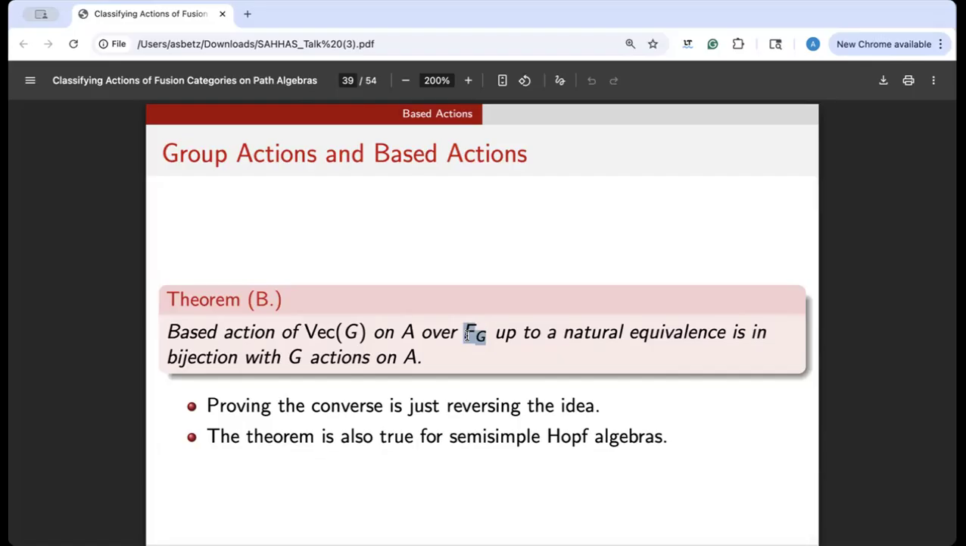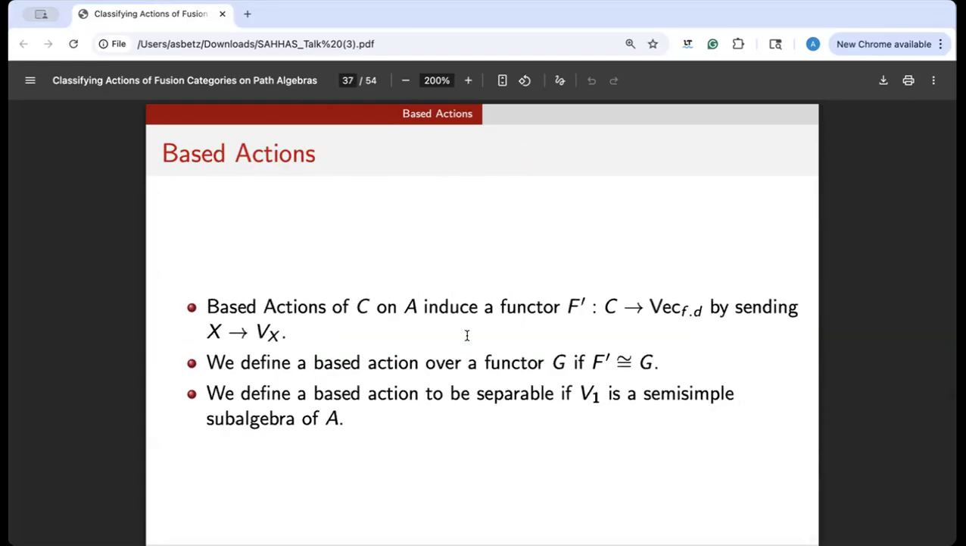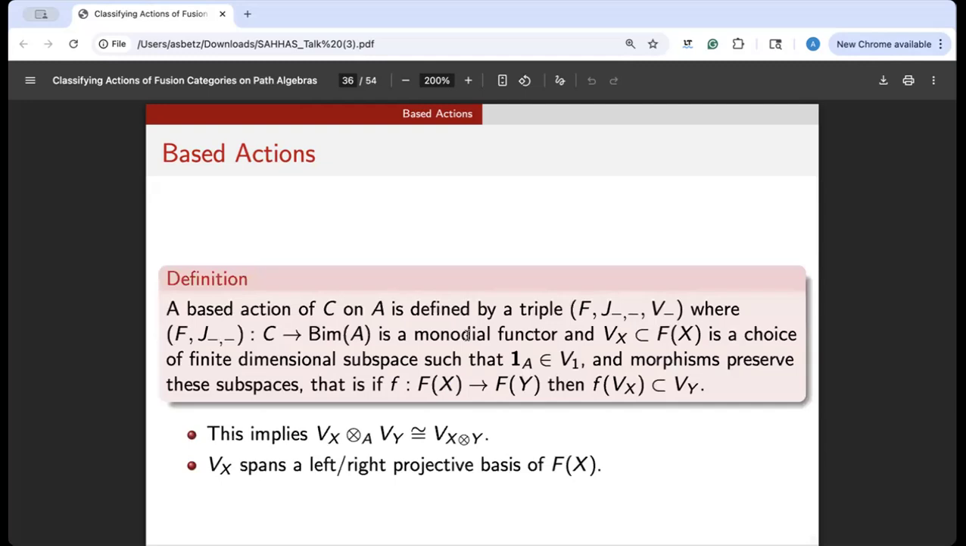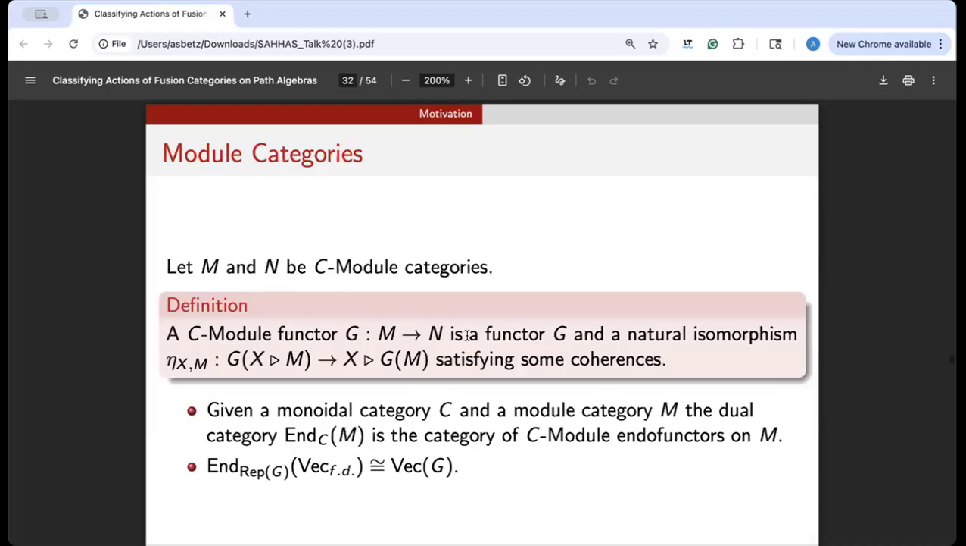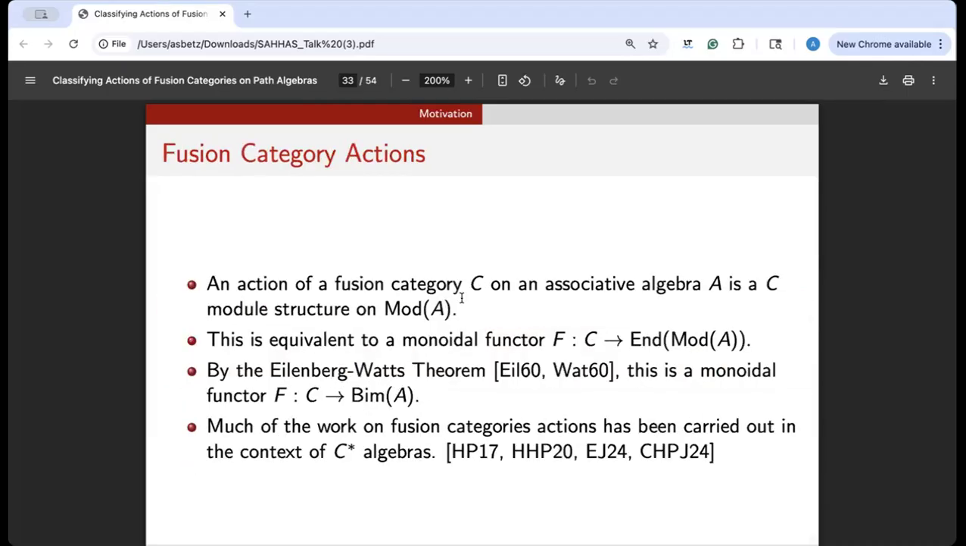So basically, if you had a group action on the path algebra, you would create a separable based action of vec G on the path algebra. But if I take a fusion category, can a fusion category act in a non-based way? I mean, yes. This is extra structure I'm putting on. In the literature, the way people normally define this is that a fusion category action is just defined to be a monoidal functor from C into BIM A. You can totally study this without putting extra structure on there.